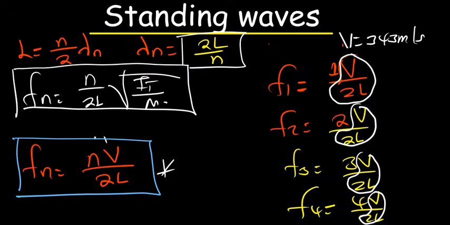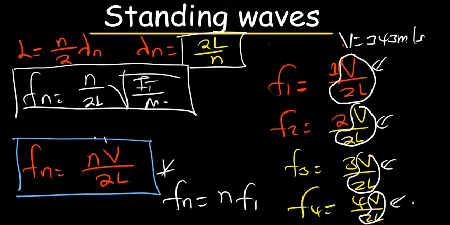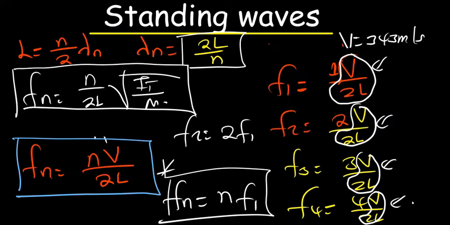Therefore, I can say that Fn is equal to n times, if this part here, the one which I've just highlighted in white, is the first fundamental frequency, times the first fundamental frequency. So if I know the first fundamental frequency, I can also use this formula. If n is equal to 2, then I'll say 2 times the first fundamental frequency. That will be now the second fundamental frequency from these formulas. So this is what you need to know under fundamental frequency. That is very, very important.